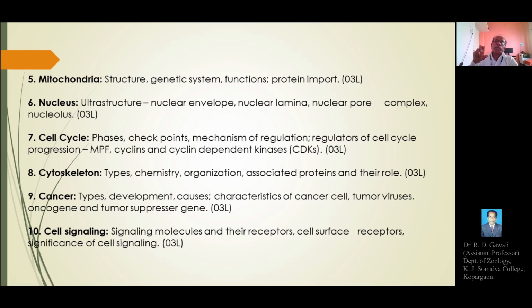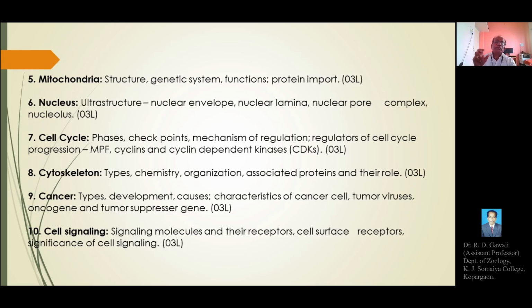So S phase, then again G1 phase, then G2, just after the S phase, which is a synthetic phase, there is the G1 process, then M phase, then G2, then again the S phase. So these are the four different phases of the cell cycle. So phases of the cell cycle, then checkpoints, mechanism of regulation, regulators of the cell cycle.